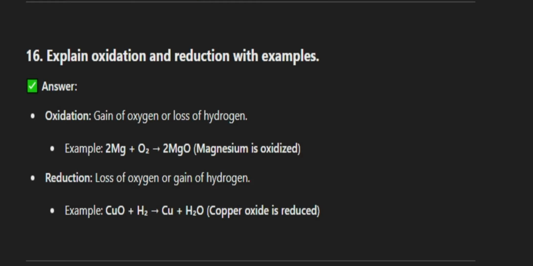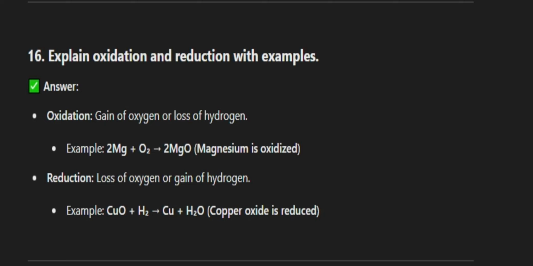16. Explain oxidation and reduction with examples. Answer: Oxidation, gain of oxygen or loss of hydrogen. Example, 2Mg plus O2 to 2MgO, magnesium is oxidized. Reduction, loss of oxygen or gain of hydrogen. Example, CuO plus H2 to Cu plus H2O, copper oxide is reduced.